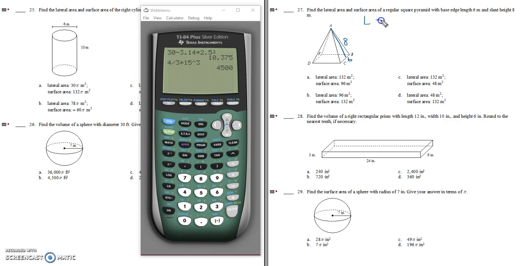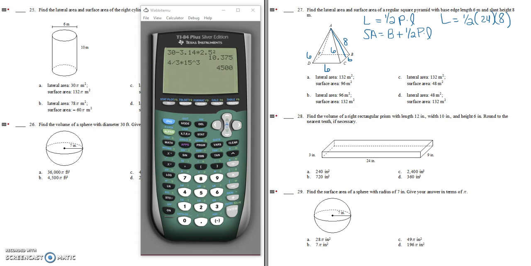And my lateral area is 1/2 perimeter times slant height. And my surface area is equal to the area of the base, big B, plus 1/2 perimeter times slant height. So for my lateral, I'm going to take 1/2 times my perimeter. I have 6, 6, 6, and 6, so I have 6 times 4, which is 24. And then I'm going to times it by the slant height, 8.